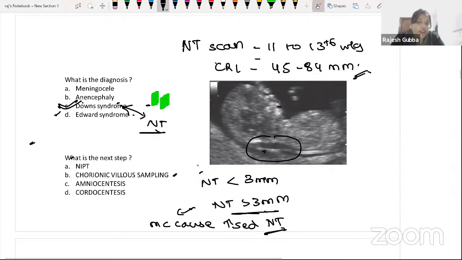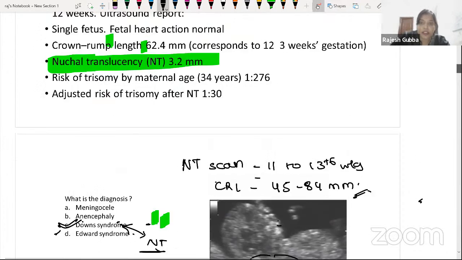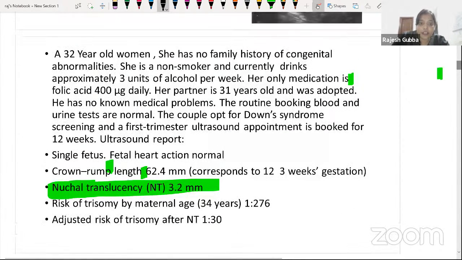So NT is only a screening method. You have to go for something which is confirmatory. Right? So would you like to go with NIPT or chorionic villus sampling? I think, how many weeks was this patient? We have to go back to see that in the question. She was 12 plus 3 weeks.